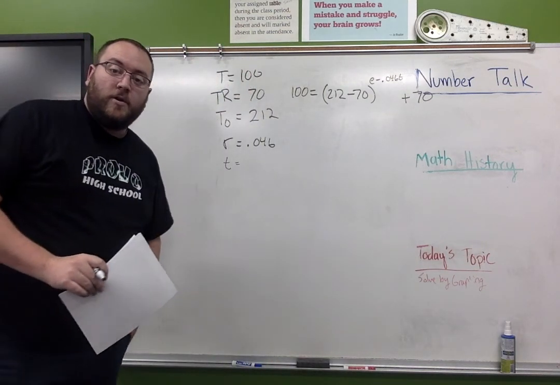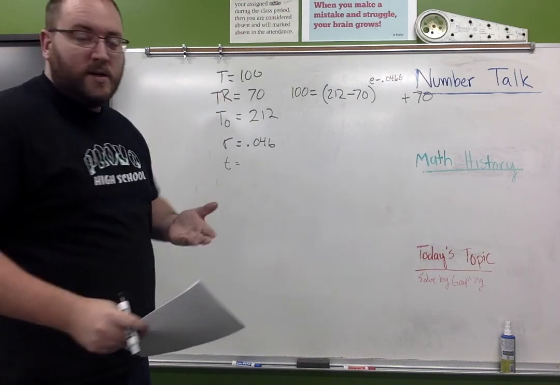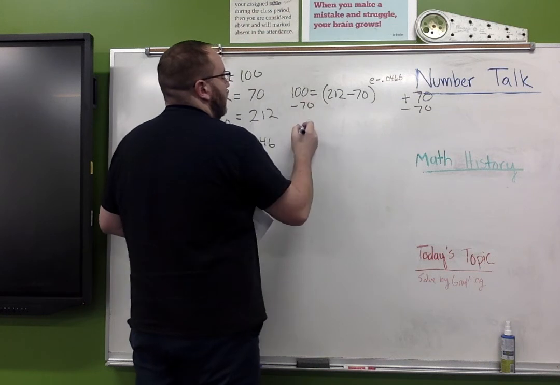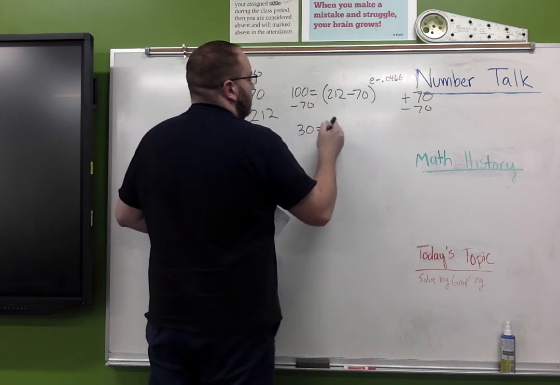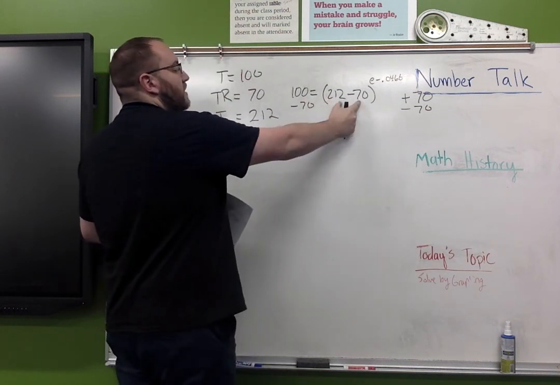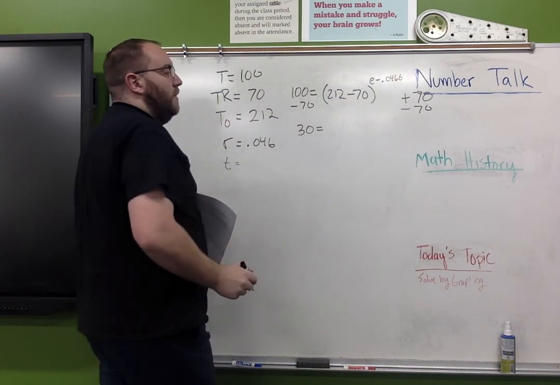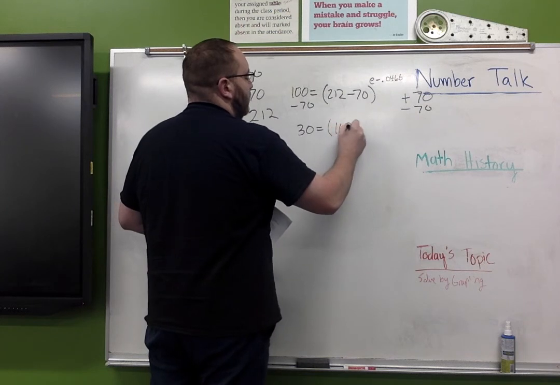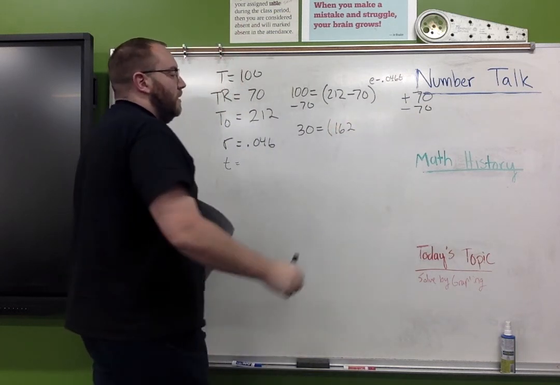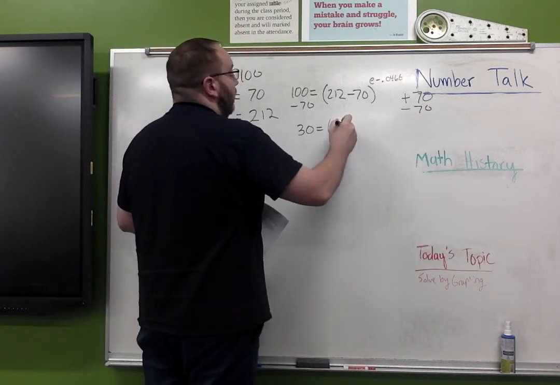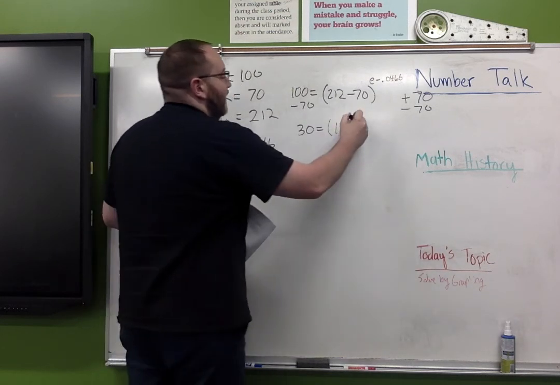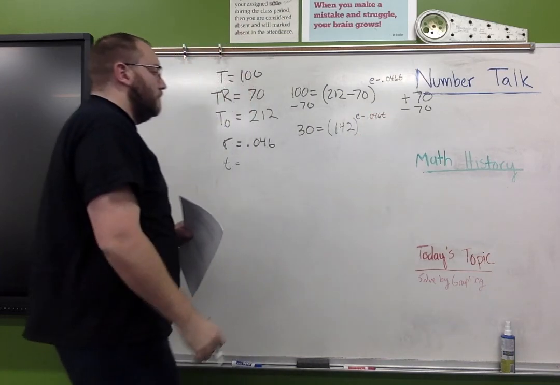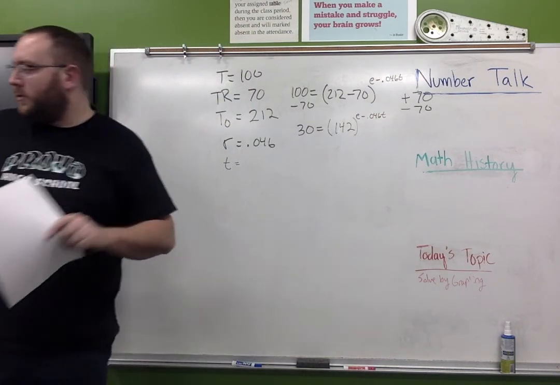First step, we're solving, so reverse PEMDAS. We're going to do our adding and subtracting, so we subtract 70 from both sides. So 30 equals, and I'm also going to simplify inside real quick. 212 minus 70, that is 142, times e to the minus 0.046 t power. All right, let me grab my calculator real quick.